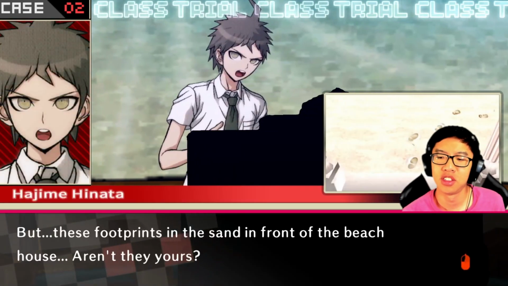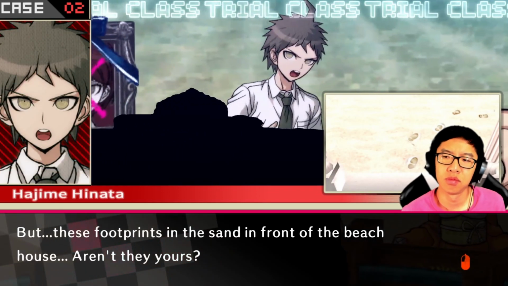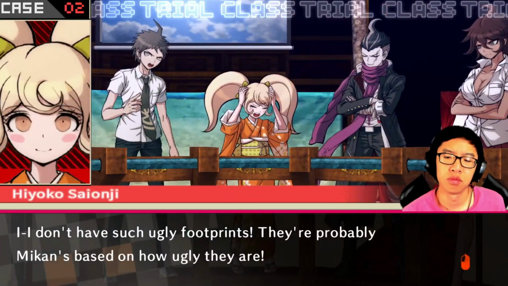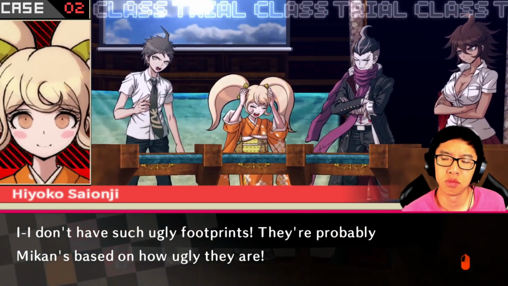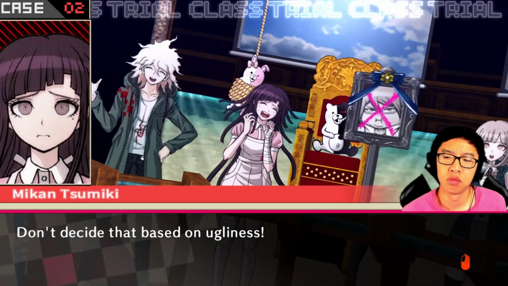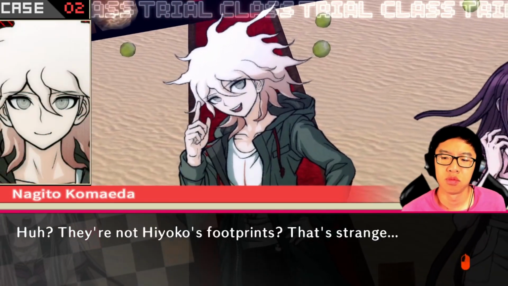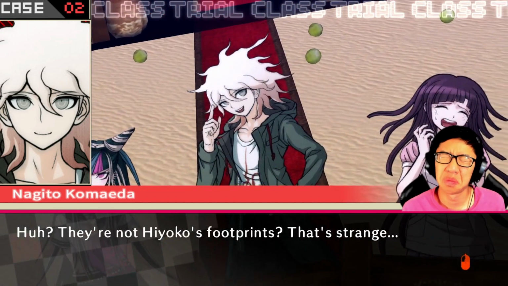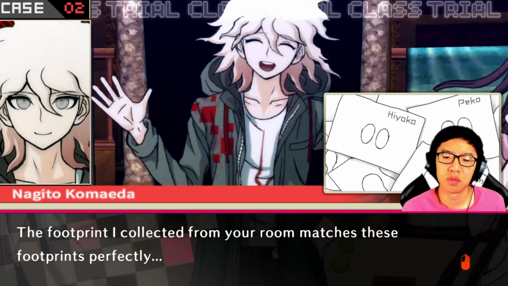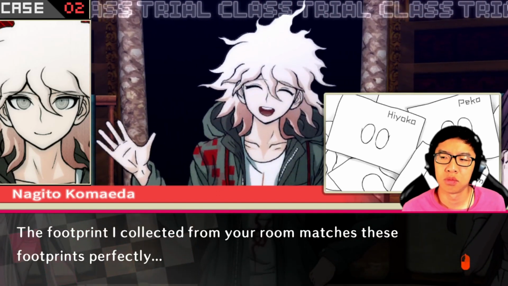But these footprints in the sand in front of the beach house, aren't they yours? I don't have such ugly footprints. They're probably Nikon's based on how ugly they are. Don't decide that based on ugliness. Huh. They're not Hiyoko's footprints? That's strange. The footprint I collected from your room matches these footprints perfectly.